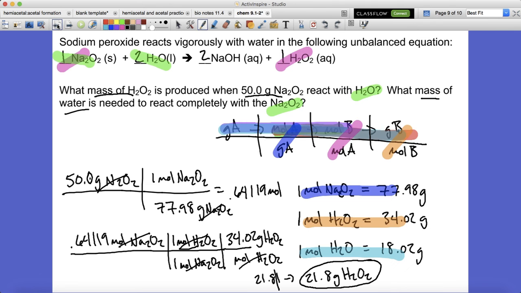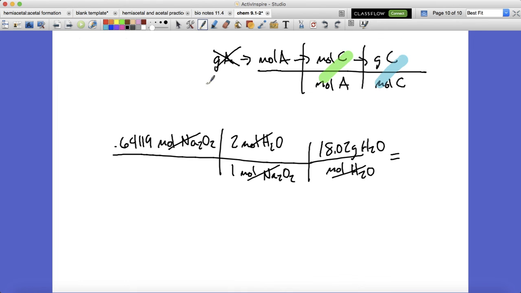And again, just to double check, it is 2 waters over 1 sodium peroxide. I wanted to make sure I didn't do that wrong. So multiply these numbers, 0.64119 times 2 times 18.02. My calculator gives me 23.108. Again, I only need 3 sig figs, so it's actually 23.1 grams of that water. Add that on there, right?